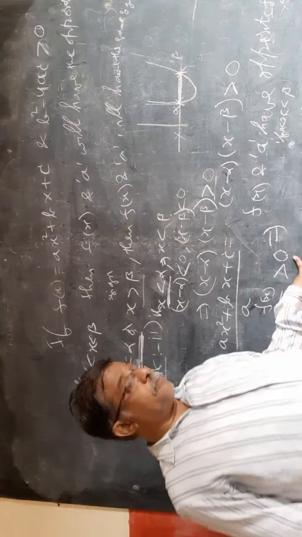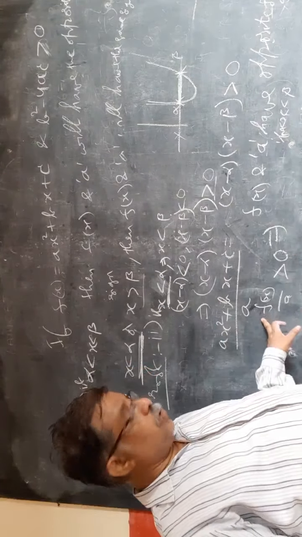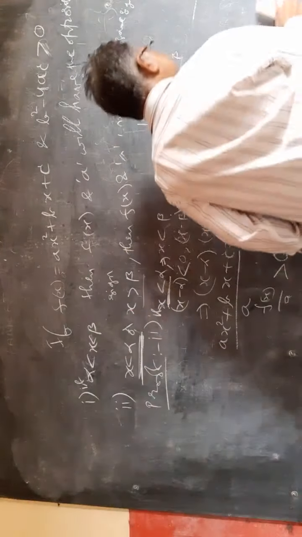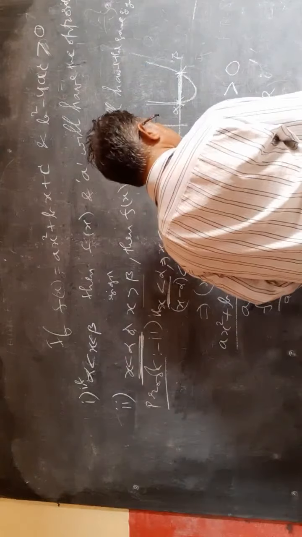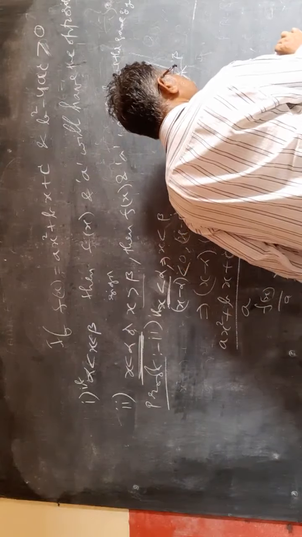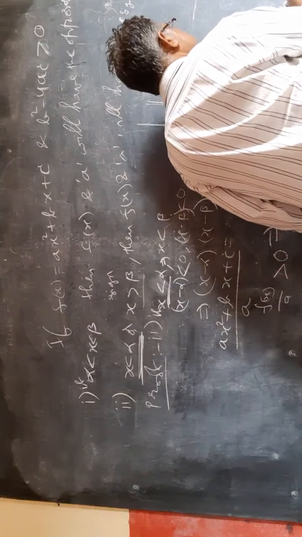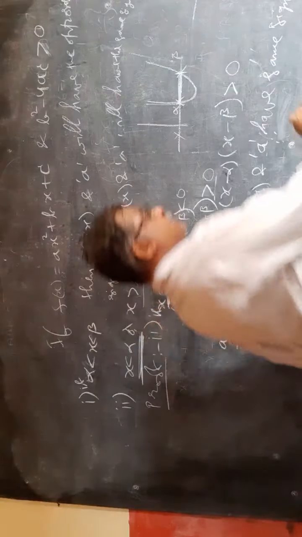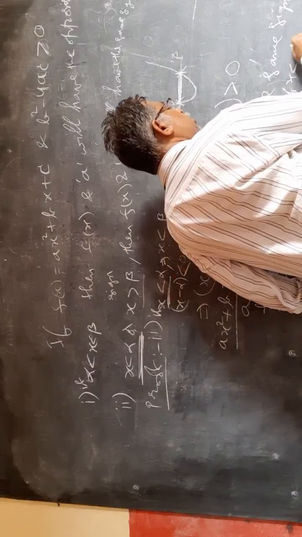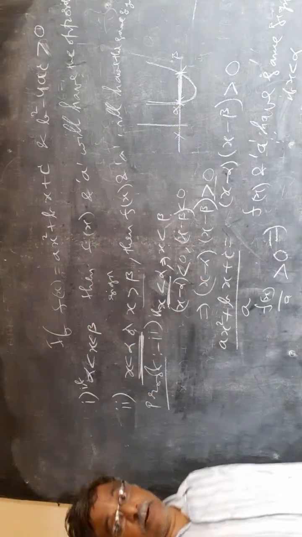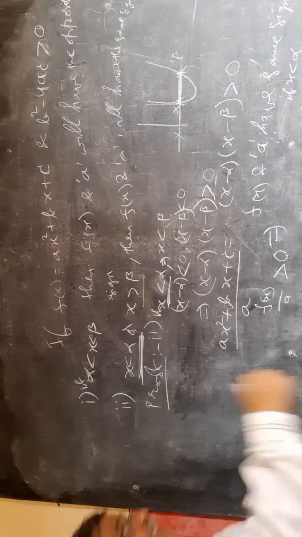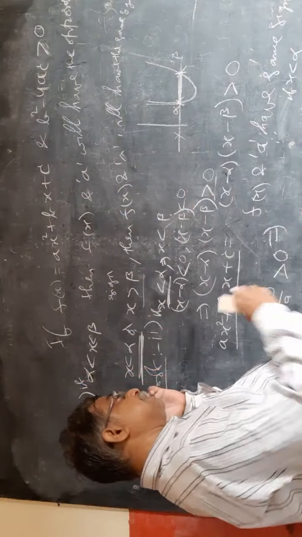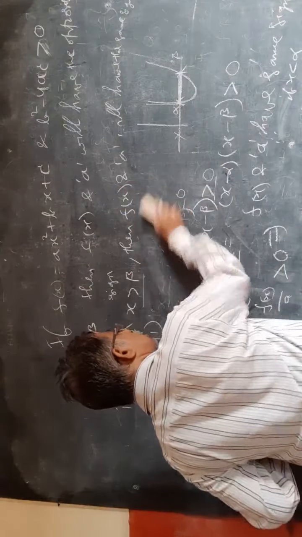Means when does it become more than 0, like in the previous case? Both are negative or both are positive. Means f of x and a will have the same sign, if x is on this side of the alpha, means if x is less than alpha. Similarly, we will go for if x is greater than beta. On that side, what happens we will also check.